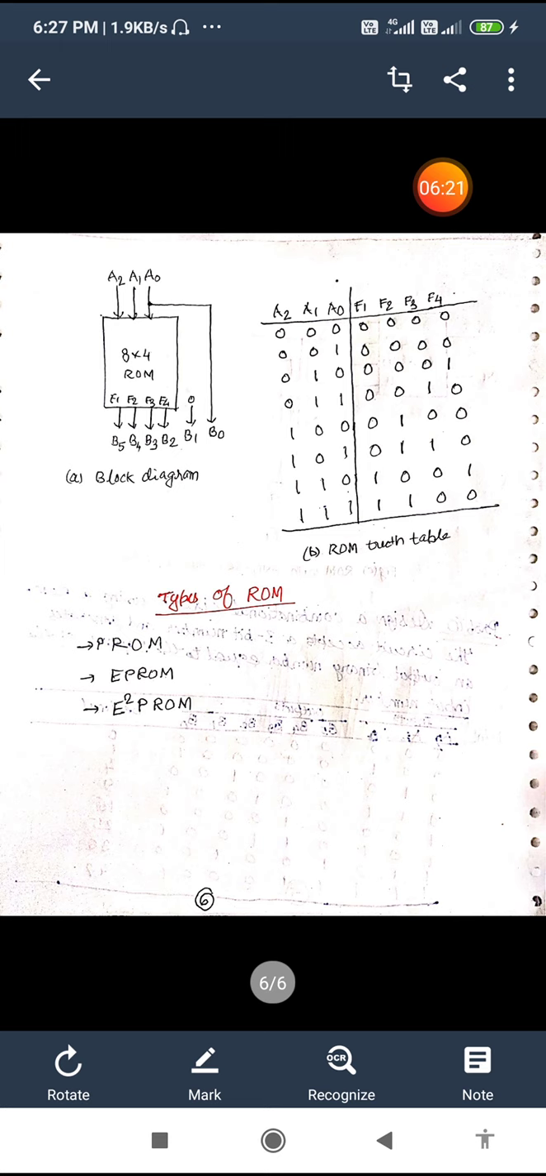Then we know the types of ROM: programmable read-only memory, electrically programmable read-only memory, and electrically erasable programmable read-only memory, which you have already learned. So this is about the ROM.